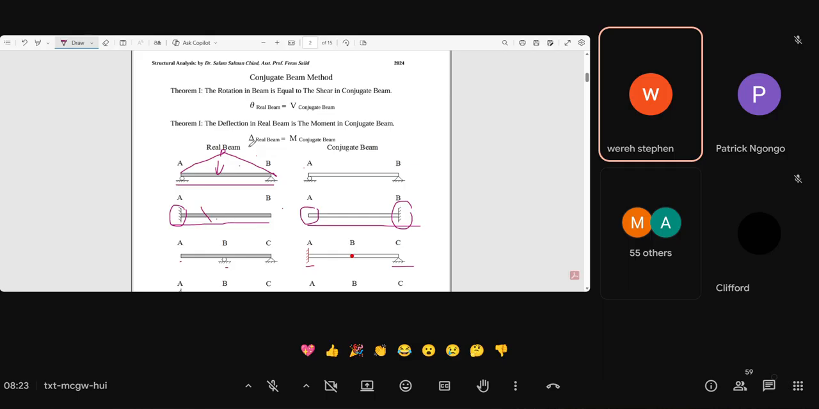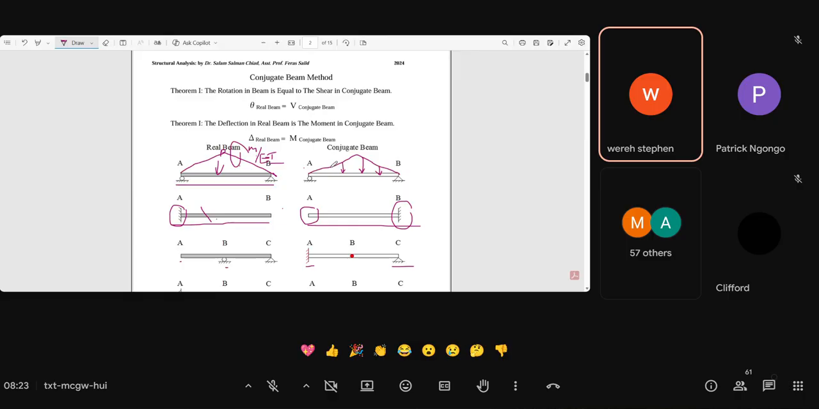or before we transfer, we say M divided by EI. We divide this moment by EI. So the moment that we have gotten from the real beam, we divide it by EI. Then the same thing, we transfer it into the conjugate beam. Now this moment becomes the loading on the conjugate beam. Now it becomes the load.